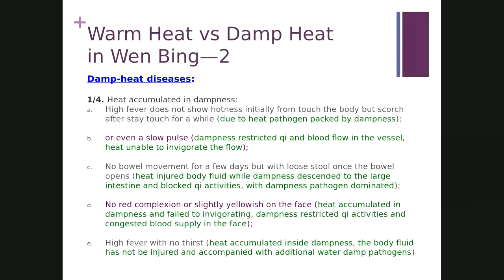For example here, what does slow pulse represent in damp heat disease? Dampness restricts the qi and blood flow in the vessels, and heat is unable to invigorate the flow. So that's why in heat and dampness conditions, you could have slow pulses. This explanation helps us review some pathology and consolidate some diagnostic abilities. This part of the explanations will help you answer some doubts. So I'll leave you to read it by yourself. Is that okay?